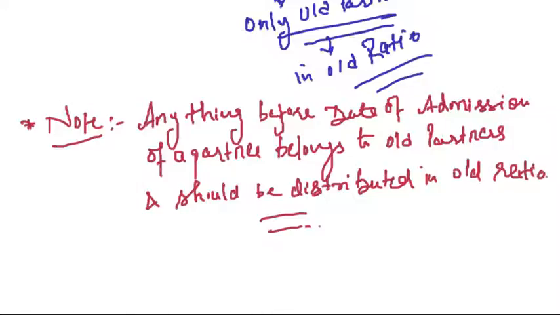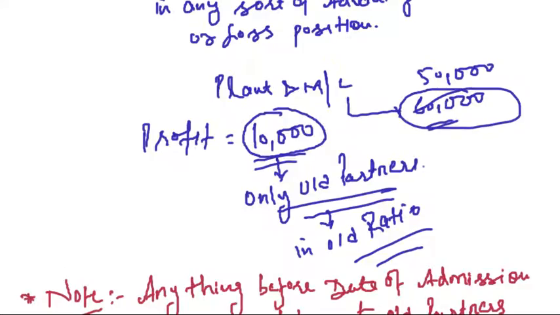because that appreciation, that profit has been earned before the date of joining of the new partner. This appreciation of 10,000 is during the period when the new partner was not in the picture. Therefore, this profit belongs to old partners and that will be distributed in old ratio.